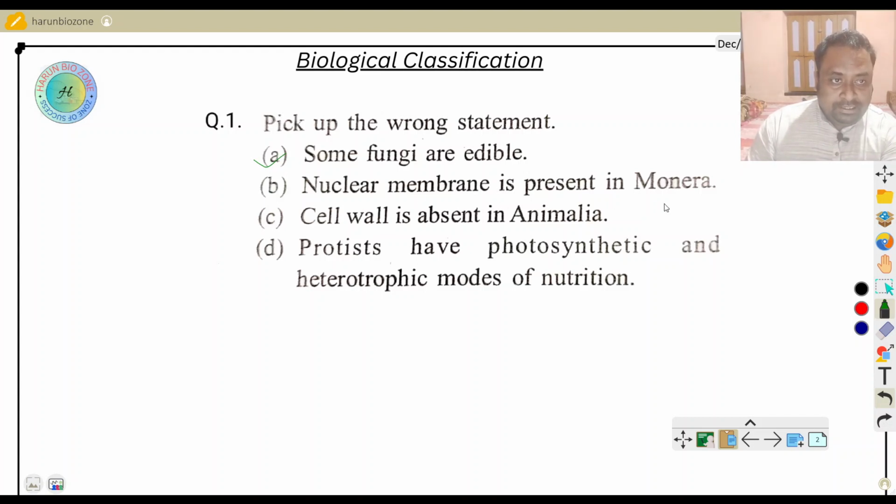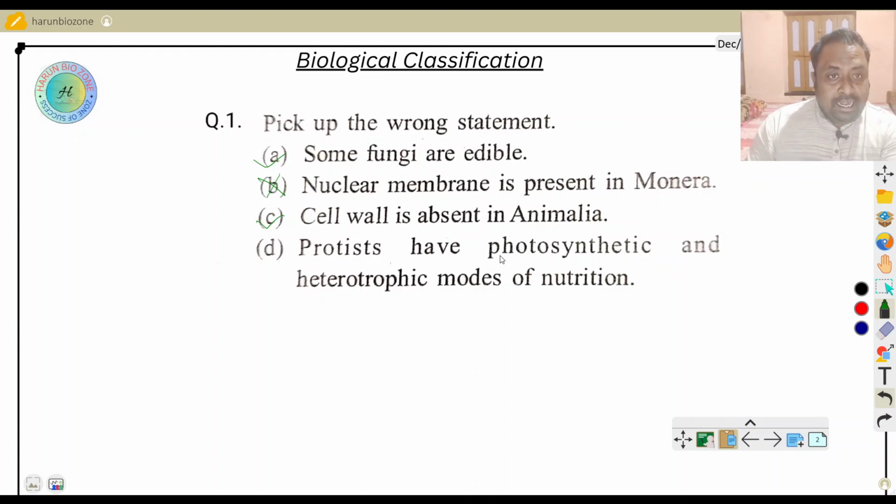Nuclear membrane is present in Monera. No, no nuclear membrane is present. Why? Because nuclear membrane is only present in eukaryotes, not in prokaryotes. Cell wall is absent in Animalia. Right, cell wall is absent in Animalia. Protista have photosynthetic and heterotrophic mode of nutrition.